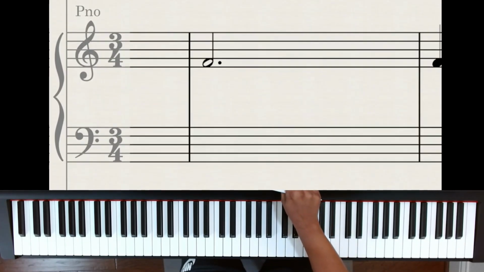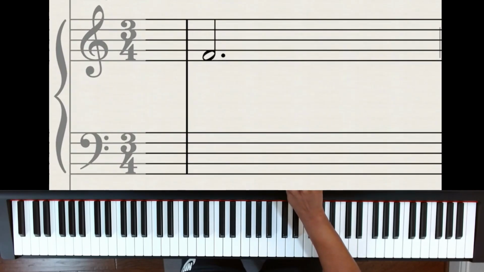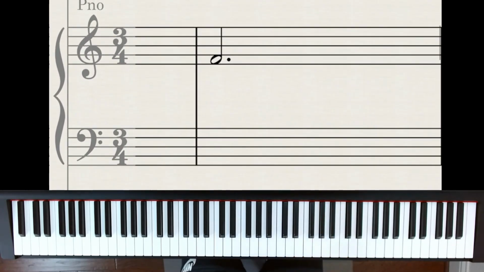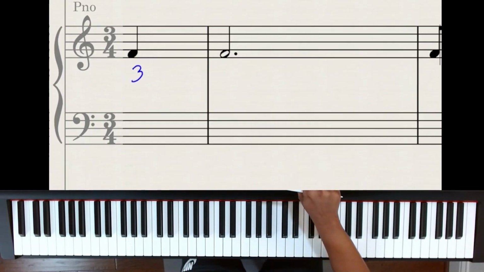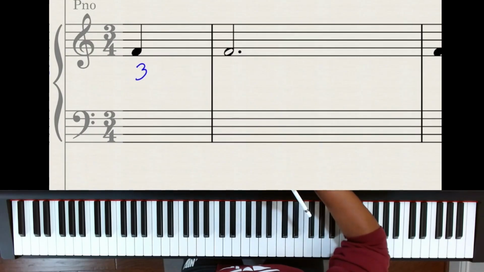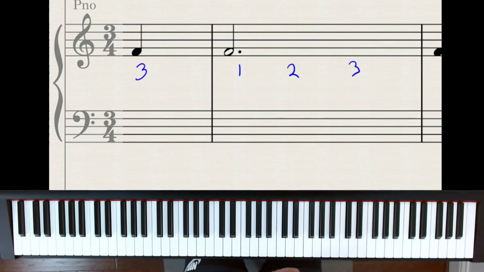Moving along, now we have only 1 dotted half note in there. That is equal to a total of 3 counts, and that's it for that measure. So we have 1, 2, 3.